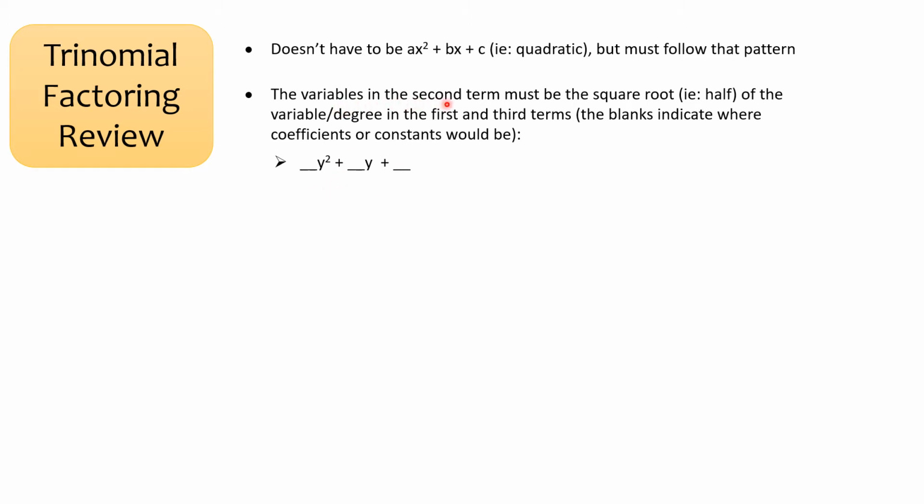So the variables in the second term, that's this one, must be the square root or half of the variable in the first. So this is y squared. That means this has to be y to the power of 1, and that's the one we're very used to seeing. The z's are the same. We've got a z to the power of 4, but then we've got half of that power here and then none of it here. Right? The third term doesn't have any variable.